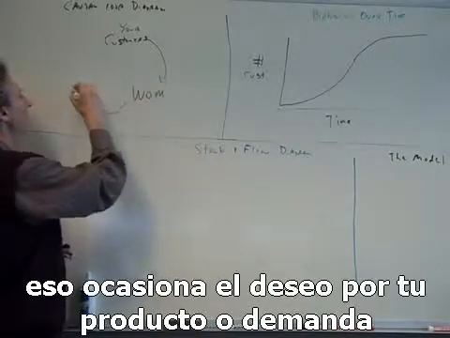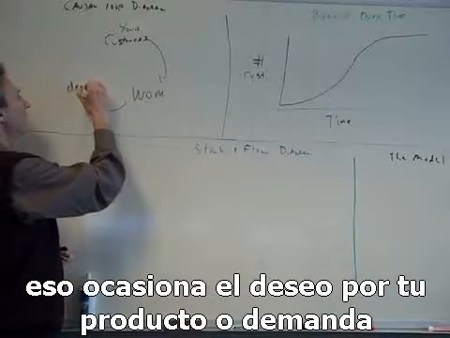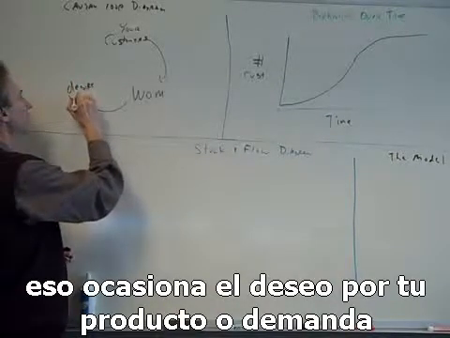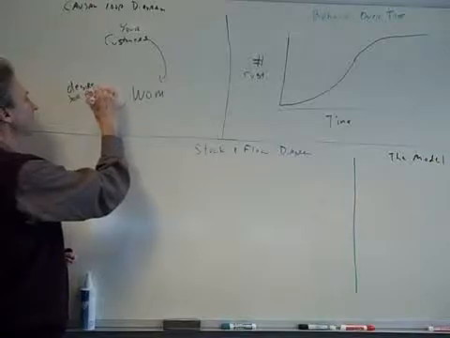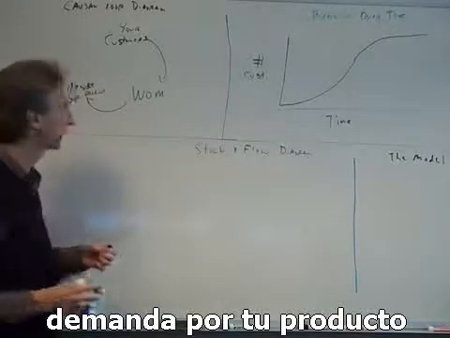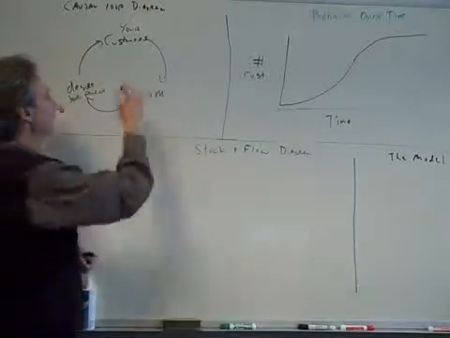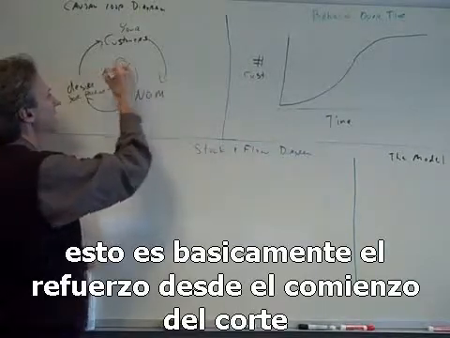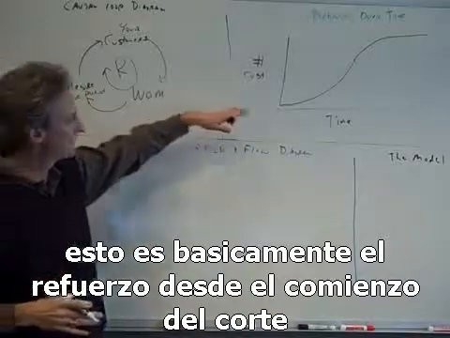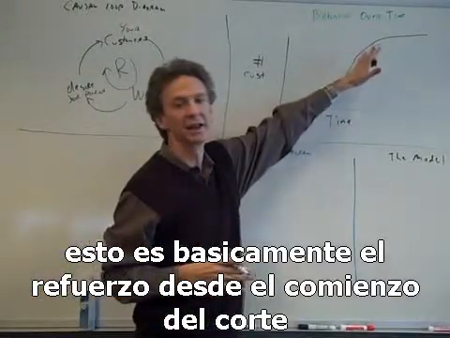That's going to drive desire for your product, or demand, I should say. So demand for your product, and that's going to drive more people to buy your product. So this is a positive reinforcing loop, and it basically accounts for the beginning of this curve.